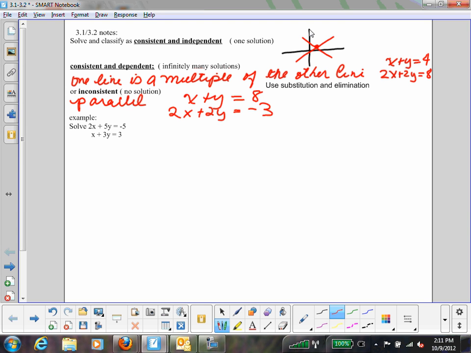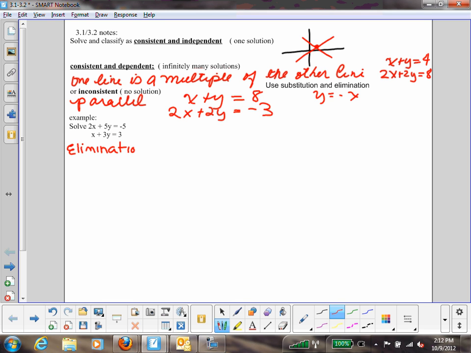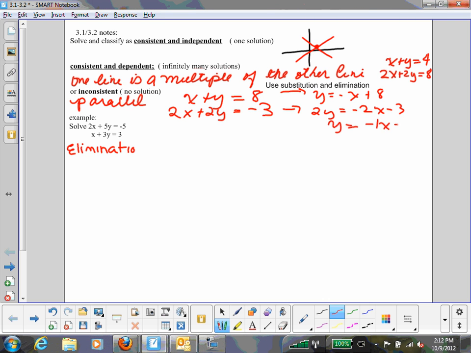All right. So we're going to do each of these using substitution and elimination. We should get obviously the same answer, correct? If we're doing it either way. So let's use elimination. Because their slopes are going to be the same. In this case, I would get y equals negative x plus 8, right? In this one, I'm going to get 2y is equal to negative 2x minus 3, or y equals negative 1x minus 3 halves.